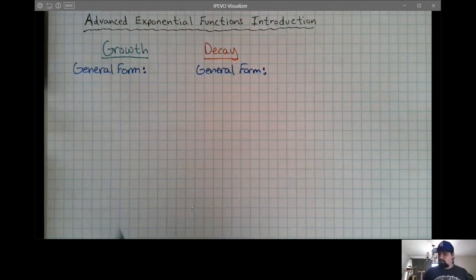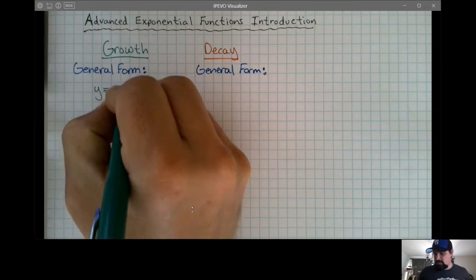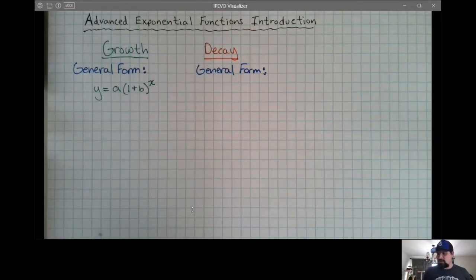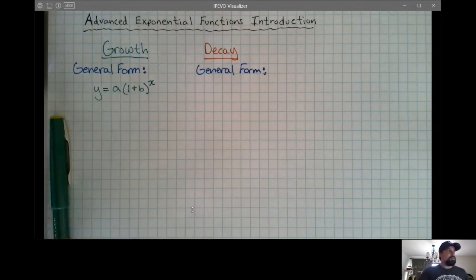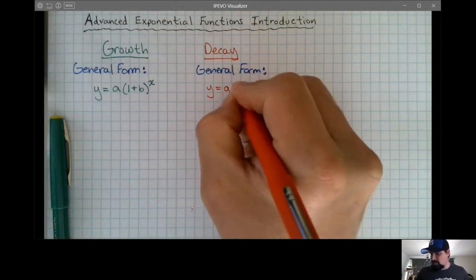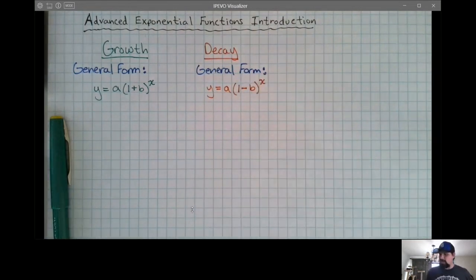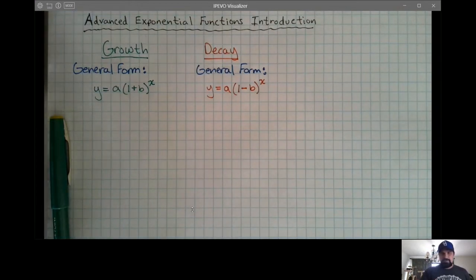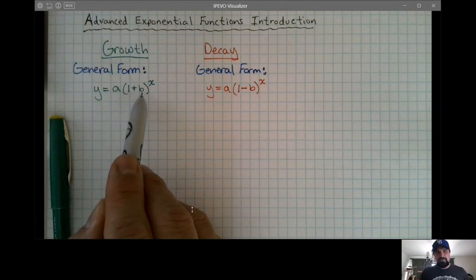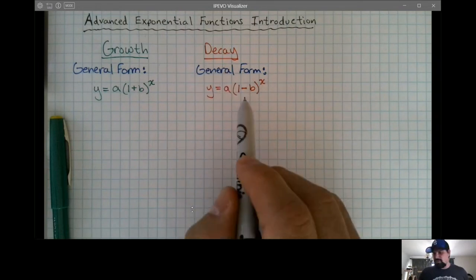Right. For our growth, it's going to have the form of y equals a times 1 plus b with an exponent of x. All right. And your decay is going to be y equals a times 1 minus b with an exponent of x. All right. So the main difference here is we have plus the growth rate for growth and minus the decay rate for decay.